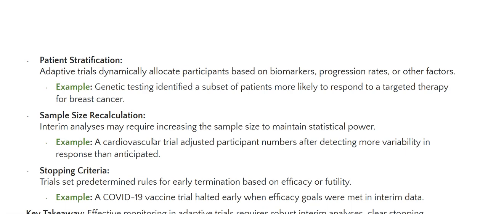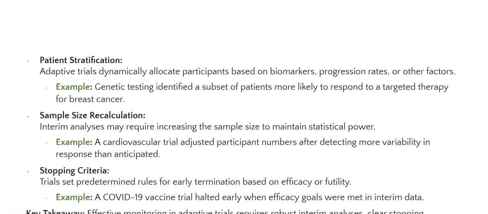Interim analysis may require increasing the sample size to maintain statistical power. For example, a cardiovascular trial adjusted participant numbers after detecting more variability in response than anticipated. Stopping criteria: trials set predetermined rules for early termination based on efficacy or futility. Example, a COVID-19 vaccine trial halted early when efficacy goals were met in interim data.